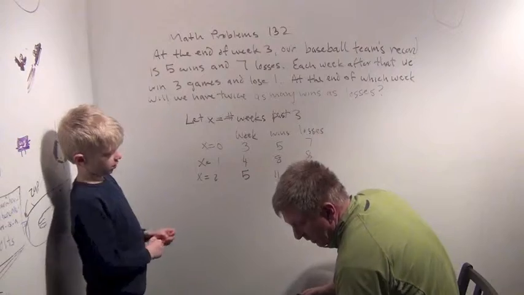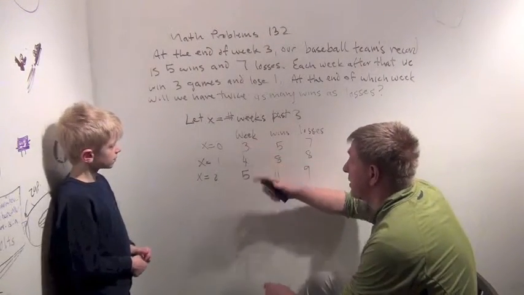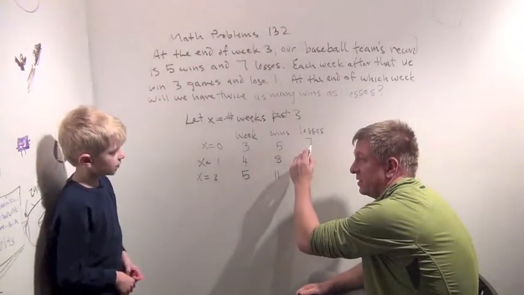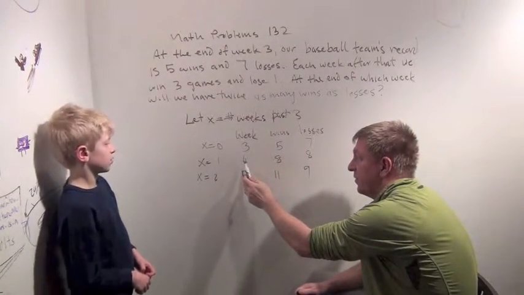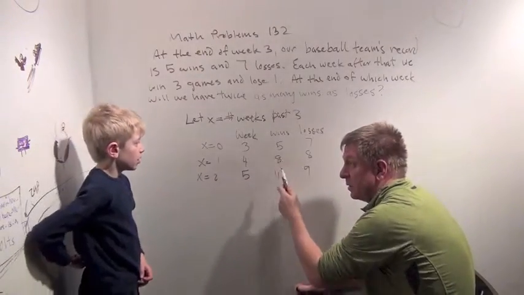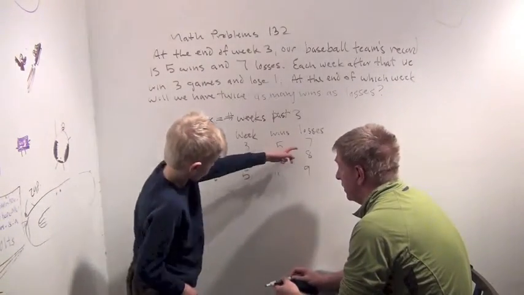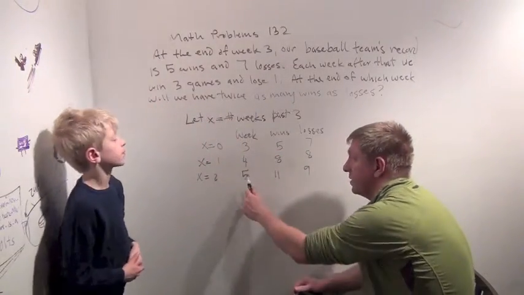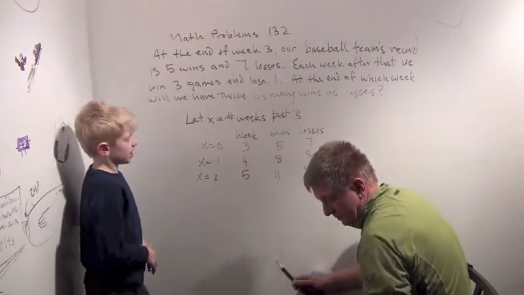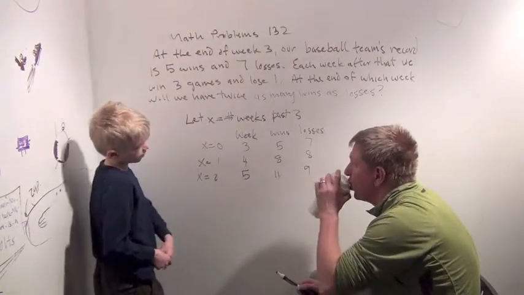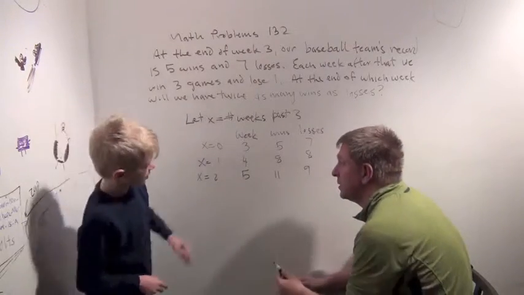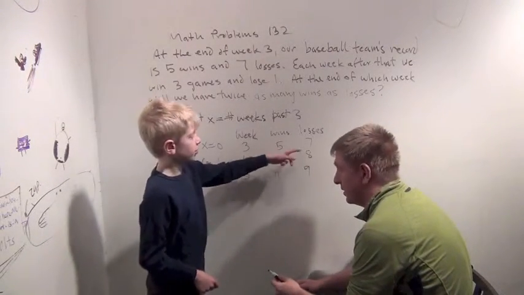All right, so we made a chart to get started here. We knew in week 3 we had 5 wins and 7 losses. How many did we have in week 4 of each kind? They were equal. How did we figure that out? Because 5 plus 3 is 8 and 7 plus 1 is 8. And at the end of week 5, we had 11 wins and 9 losses, because 8 plus 3 is 11 and 8 plus 1 is 9.